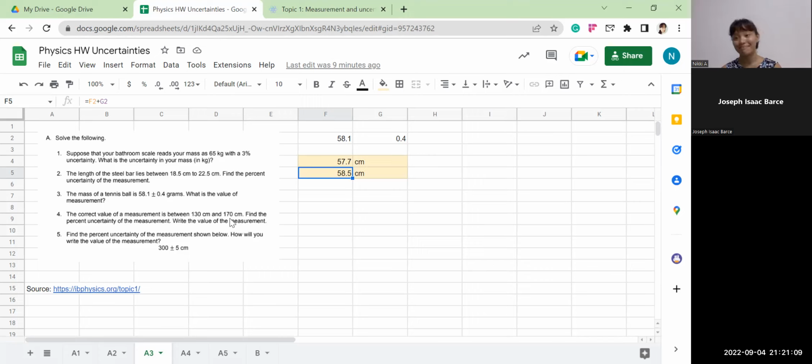So, what is the first step? Find the average. What is the average? 150 cm. Very good. Now, what is the next step? Find delta x. How do you find delta x? The difference between the average and the lowest and highest. What is delta x? 20 cm. Very good. And then, what do you find next? Compute. Can you compute?